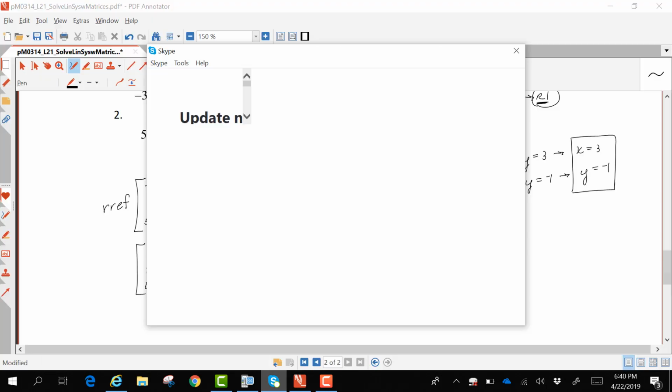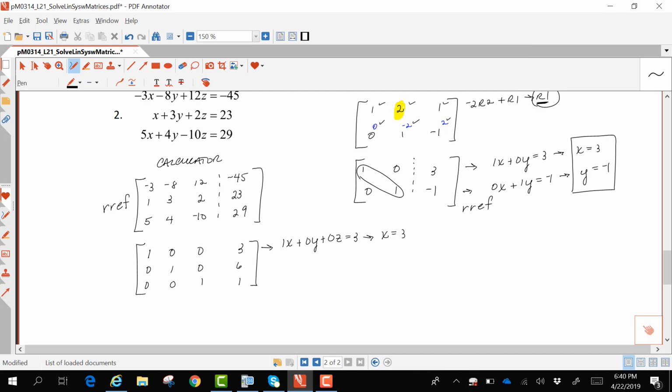The second row would be 0x plus 1y plus 0z equaling 6, or y equals 6. And the third row, 0x, 0y, but 1z equaling 1, or z equals 1. So your solution is that x is 3, y is 6, and z is 1. Sometimes they will write this as what is referred to as an ordered triplet. And make sure if you write the ordered triplet, you have the x, the y, and then the z.